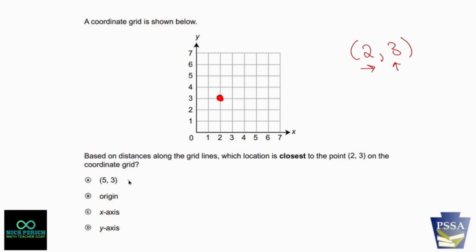So we'll draw (5, 3) in black. This is going to have me go right 5, up 3. So right 1, 2, 3, 4, 5, up 1, 2, 3 is going to live right there. That looks to be 1, 2, 3 units away.